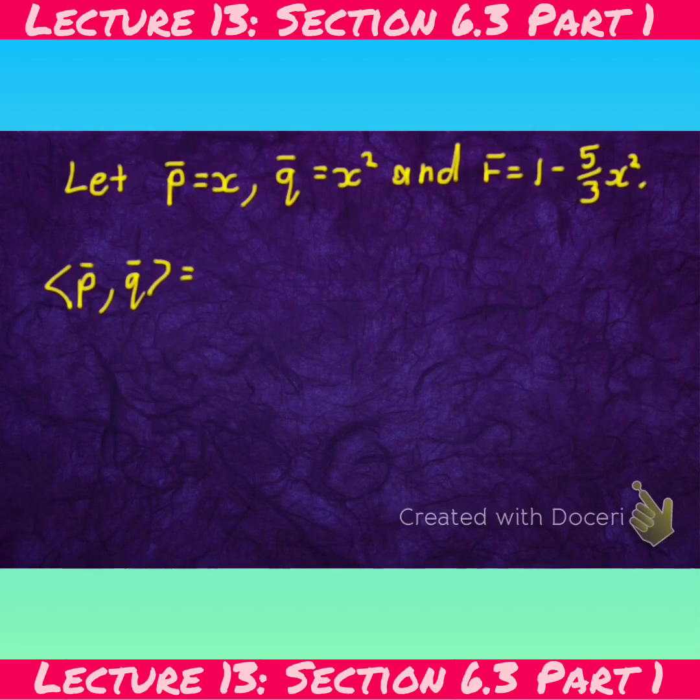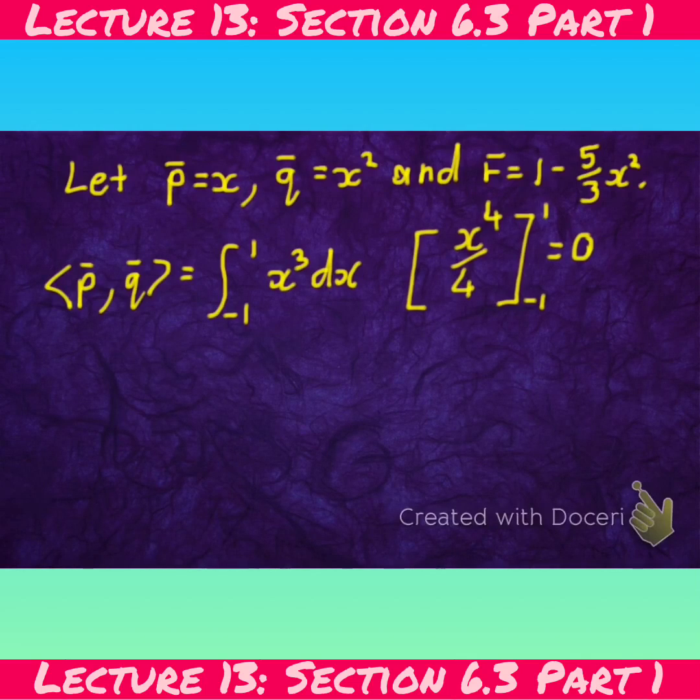So looking at the inner product of P with Q, that's defined as the integral from -1 to 1 of the functions P times Q, which is x cubed. And then working that out, we get that result there. Okay, so it's clearly 0.